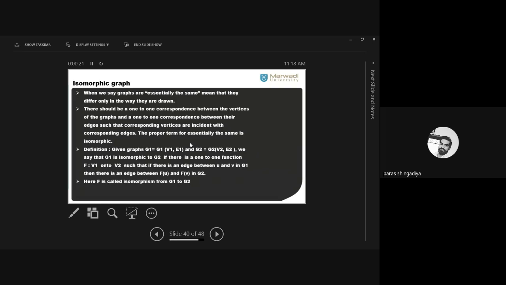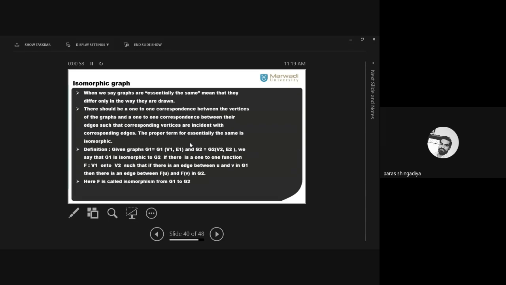So yesterday we had discussed this topic, isomorphic graph, and some of the examples we have finished. Let's add some more graphs to this concept and verify it. What is the meaning of isomorphic graph? In that we compare two graphs. There are two graphs given, and if there is a one-to-one correspondence between the vertices and edges, then it is called an isomorphic graph.